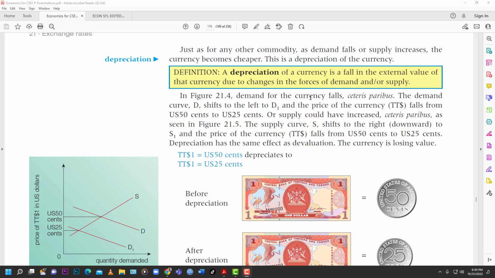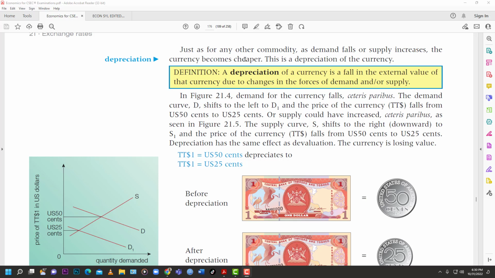It has gone down. It has depreciated because the demand for that currency has gone down, right? Same way, if the supply of the currency goes up, that means the currency is all over the place, everybody can get their hands on it, a lot of money on the market, then the value of the currency has dropped, right? So it has depreciated. When it is supply or demand, the value of the currency has dropped, and so it's called depreciation, right? So just as for any other commodity, as demand falls or supply increases, the currency becomes cheaper.